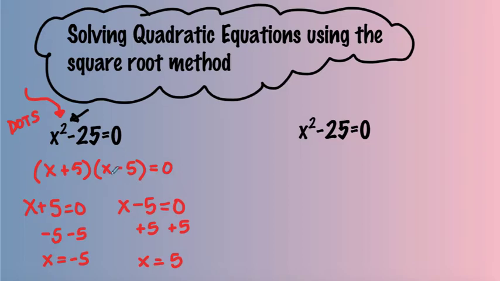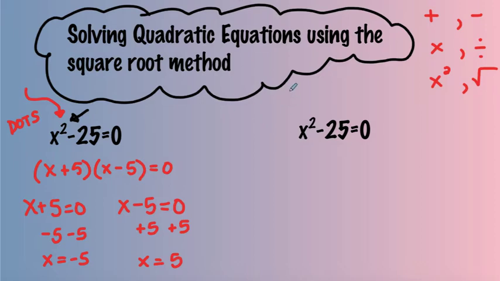But there actually is another method. It's called using the square root method. Now I want you to remember that inverse operations undo the operation. So for example, you can undo addition by subtraction. You can undo multiplication by division. Well, you can undo a perfect square by taking its square root.